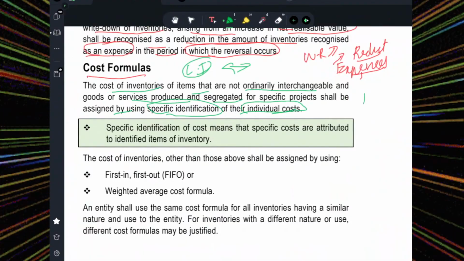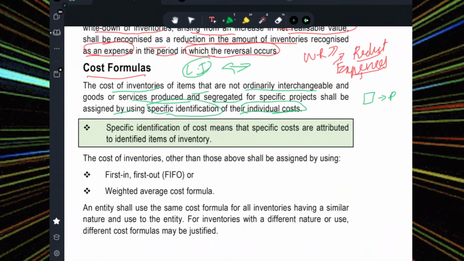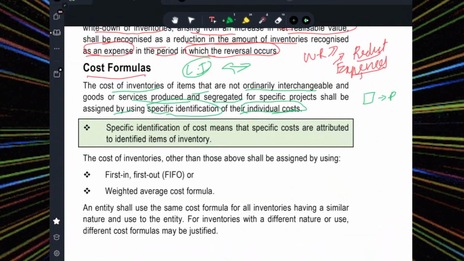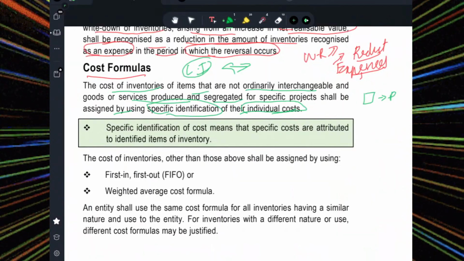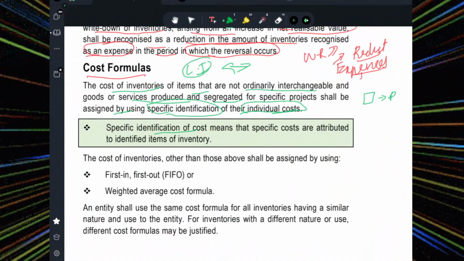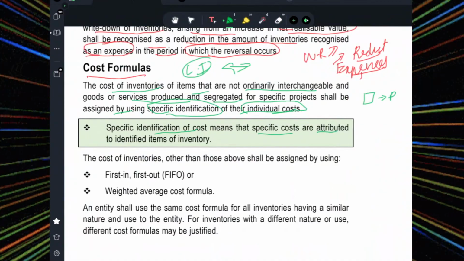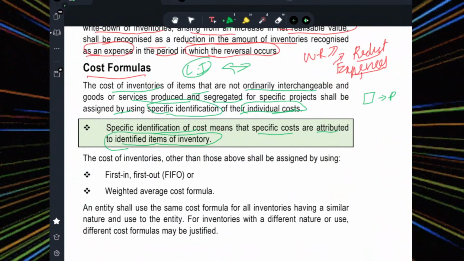cost. So you have the inventory for this project. It should be there for that project alone. You should not interchange like that. It should be kept that way, at that value. The specific identification of cost means a specific cost is attributable to a specific, identified item of inventory.